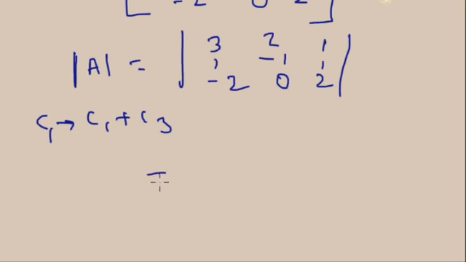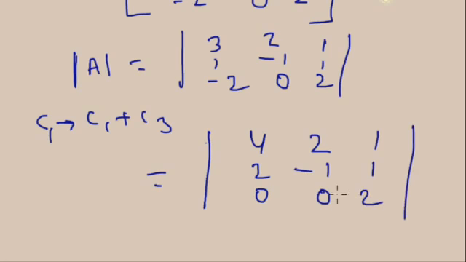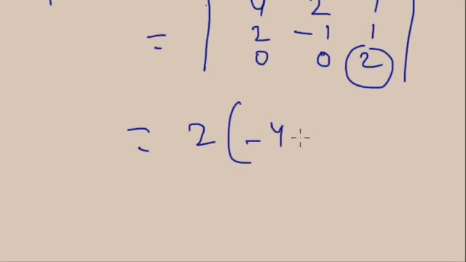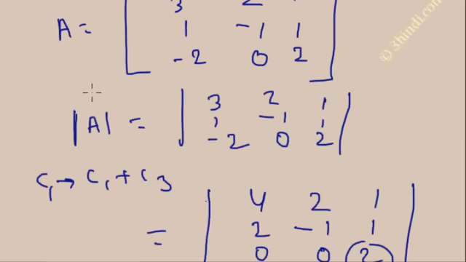This means it is equal to 4 2 0, 2 minus 1 0, 1 1 2. So it is equal to 0 0 and this across, 2 into 4 into 4 minus 4, and 2 into 4 minus 4. This means minus 8 minus 16, which is not equal to 0. So rank of A is 3.